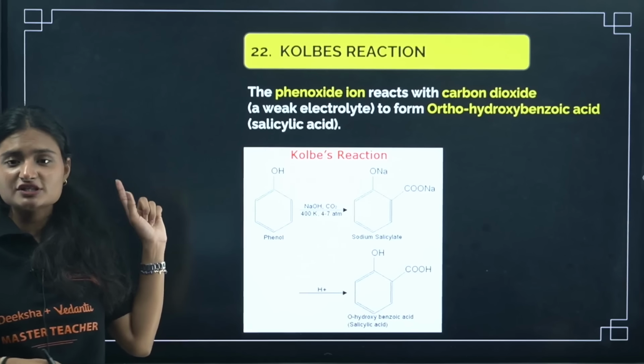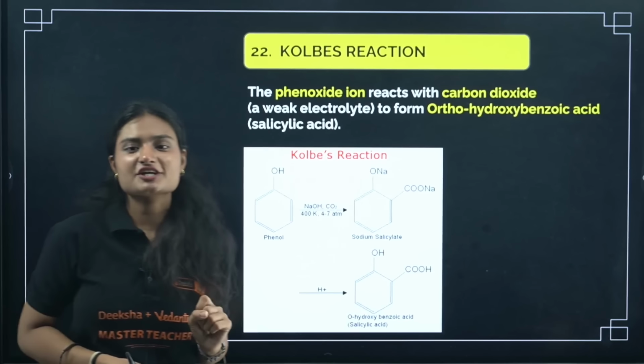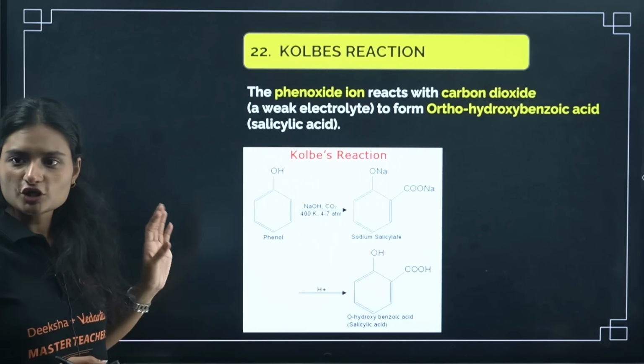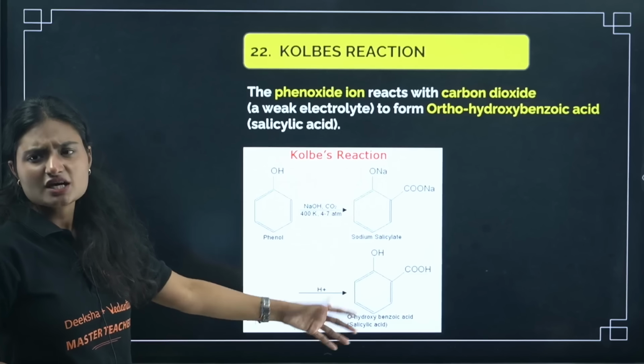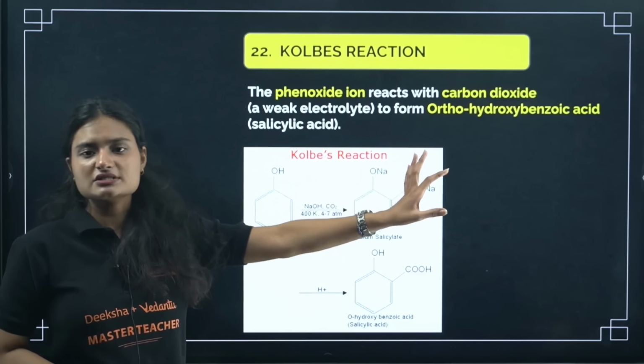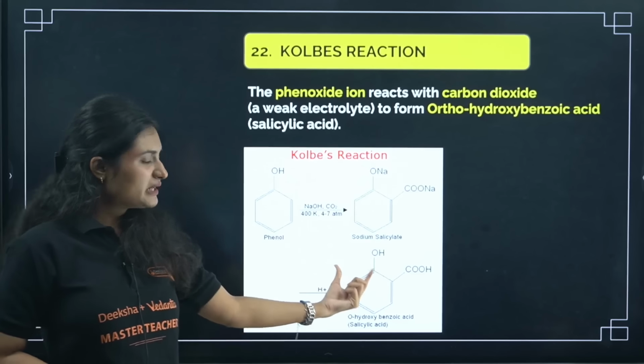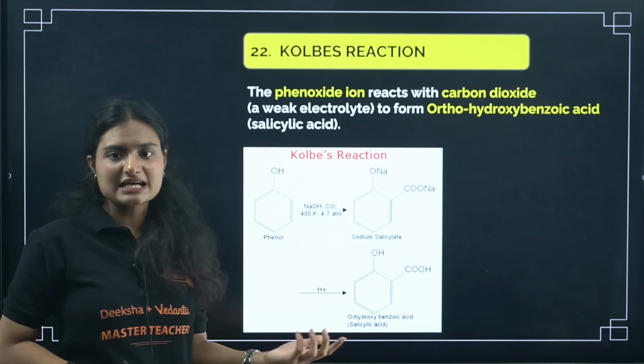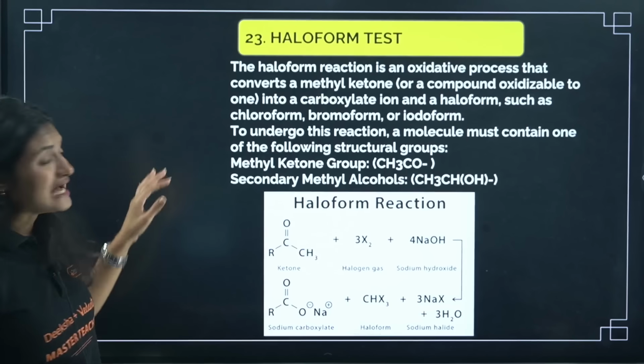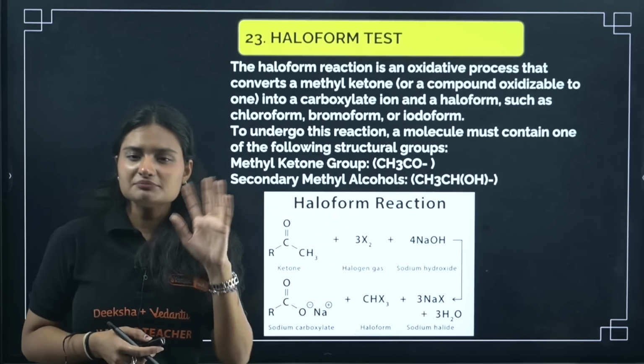A similar reaction we did in the beginning. Tell me the name of that reaction in the comment section, okay. That is your Kolbe reaction. We get salicylic acid. What is salicylic acid? Orthohydroxybenzoic acid, okay. This is one of the primary components that we use to synthesize aspirin. Next, haloform test. Now haloform test is something of a unique test.